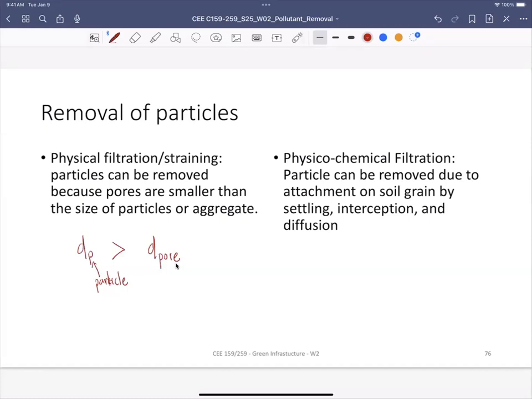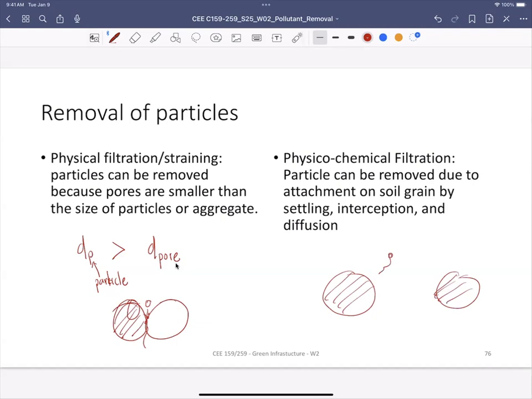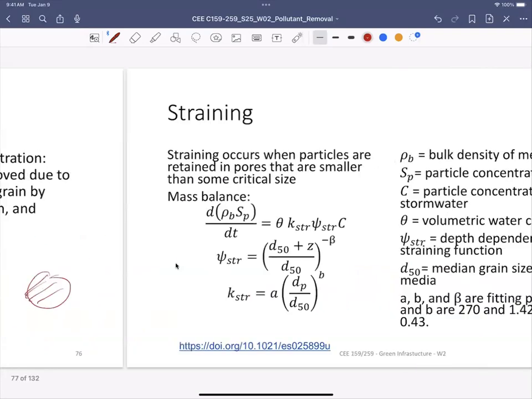Think of this: you have media with a small pore, and a small particle cannot move through it. But in physical filtration, even if your pore gap is much bigger, the small particle can settle, be adsorbed, or be intercepted directly in the movement, and that way it can be removed. This is called physicochemical filtration. It depends on many different factors.